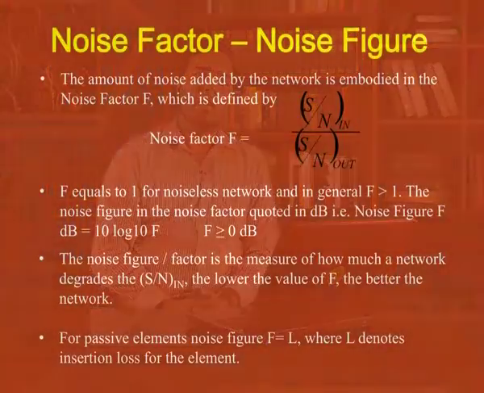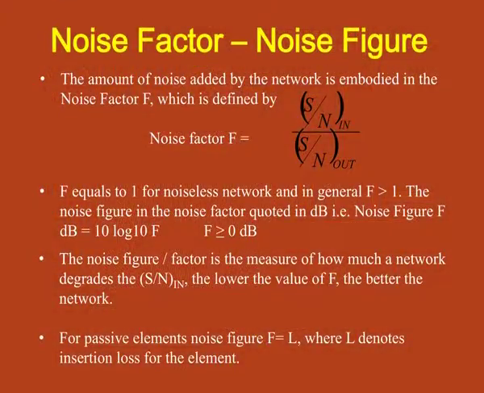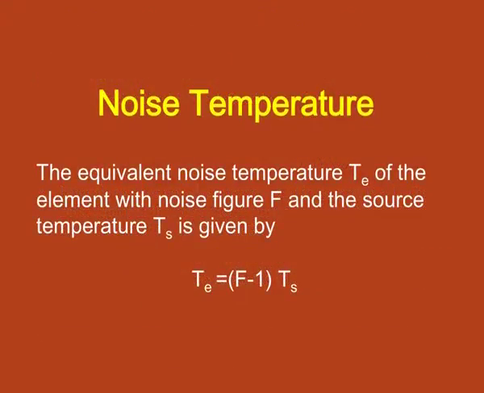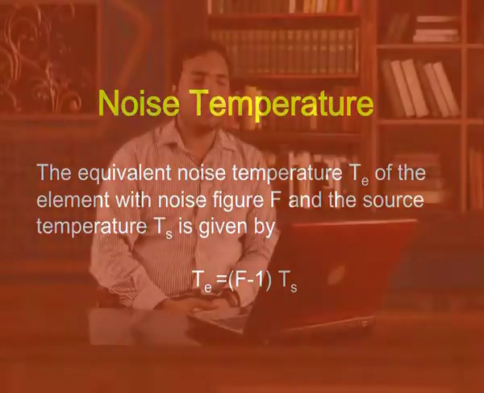The equivalent noise temperature of any communication device or electronic device is related to its noise figure and the source temperature, with the formula that equivalent noise temperature T is equal to (F minus 1) times Ts. Though the noise figure was calculated only for 290 degree Kelvin, which translates to roughly 17 degree centigrade, we can also use this formula for different source temperatures.